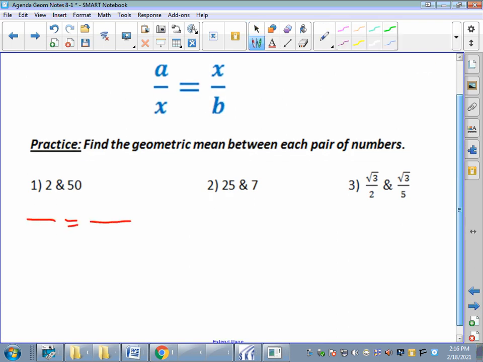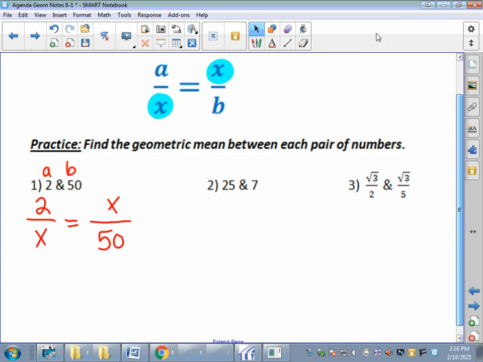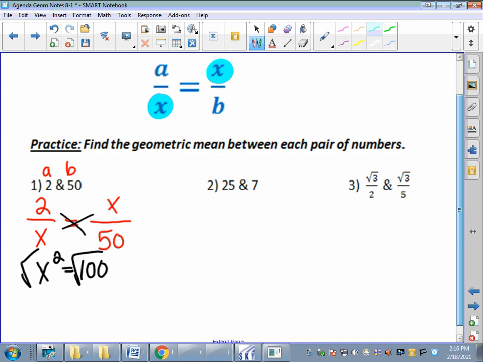Let A and B be numbers. So 2 over X equals X over 50. Cross multiply and solve. Notice the X's stay as variables. The A and B, we just stick the numbers in there on the two diagonals. So X squared equals 100. Easy peasy when we square root that one. Thank goodness 100 is a perfect square, so X equals 10.